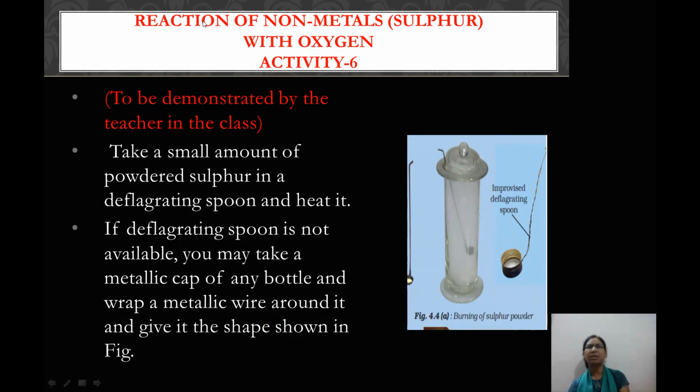Our next reaction is the reaction of non-metals, for example sulfur, with oxygen, to be demonstrated by the teacher in the class. What we have to do? We have to take a small amount of powdered sulfur in a deflagrating spoon and heat it. This one is the deflagrating spoon. If a deflagrating spoon is not available, you may take a metallic cap of any bottle. Here you can see. And wrap a metallic wire around it and give it the shape as shown in the figure.